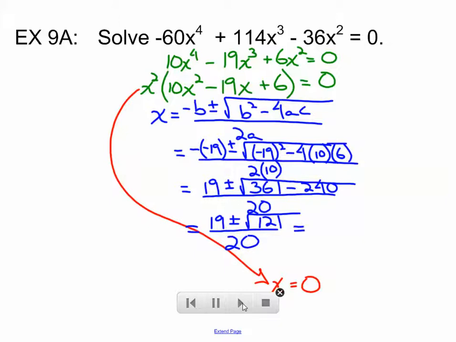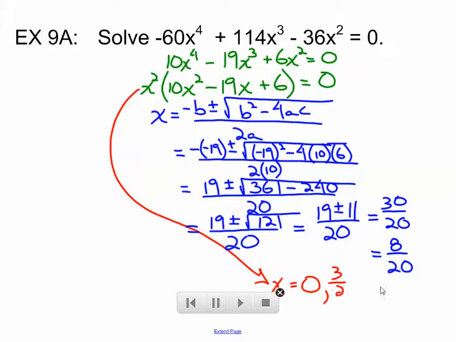121 is a perfect square. It's 11. 19 plus or minus 11 over 20. 19 plus 11 is 30. 19 minus 11 is 8. There's our two solutions. 30 over 20 is 3/2, and 8 over 20 is 2/5. So remember, we had 0 as one of our solutions. Don't forget about that. 3/2 is another solution, and 2/5.